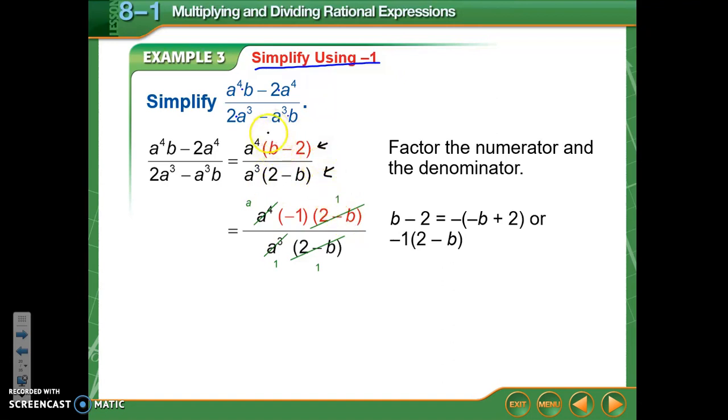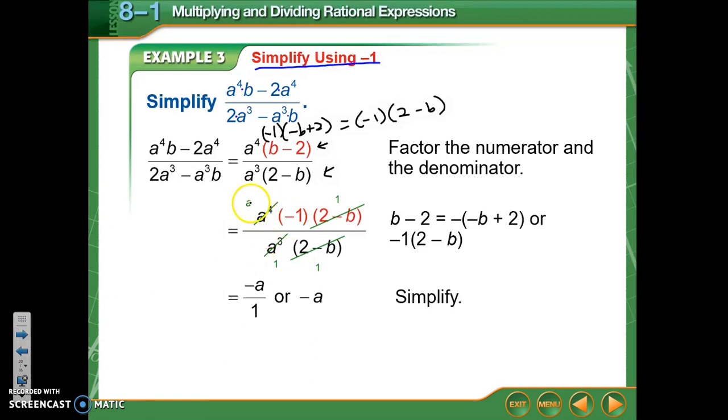So notice what they do. They rewrite b minus 2 as negative 1 times negative b plus 2. They factor out a negative 1 because then what happens? Negative b plus 2 is the same as 2 minus b. So I factor out that negative 1, and now I can cancel out my 2 minus b over 2 minus b. A to the 4th divided by a cubed is a, just like it's always been with our exponent rules. And I end up with negative 1 times a, or negative a, over 1, which is just negative a.